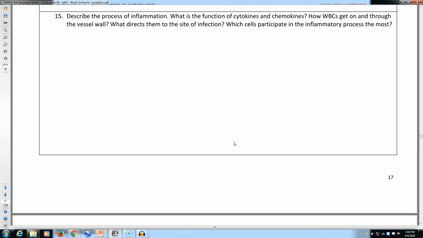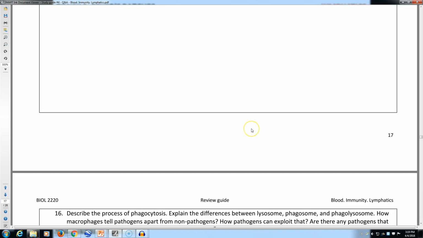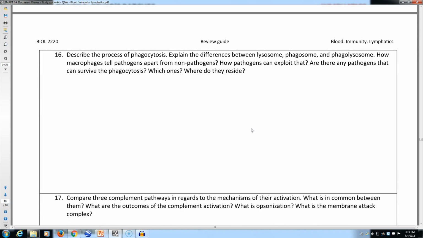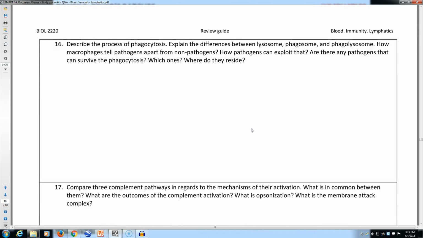By the time we're done with the review, you're going to wake up during the night with a nightmare, screaming neutrophils and macrophages. Phagocytosis. Do you understand the difference between vesicles?